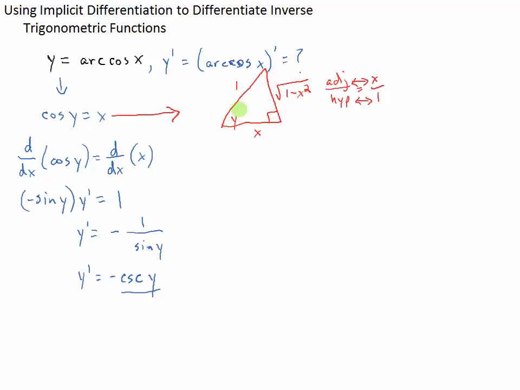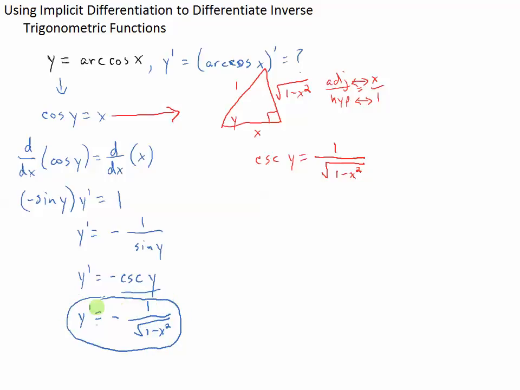So now we've learned about the angle y, which is what we're dealing with down here. And in particular, I want to know the cosecant of y, right? So the cosecant of y would be the hypotenuse, 1, over the opposite, square root of 1 minus x squared. Now I can come back and say that my derivative of arc cosine, my y prime for arc cosine, is negative cosecant of y, which is negative 1 over the square root of 1 minus x squared. And there we have the derivative for arc cosine.